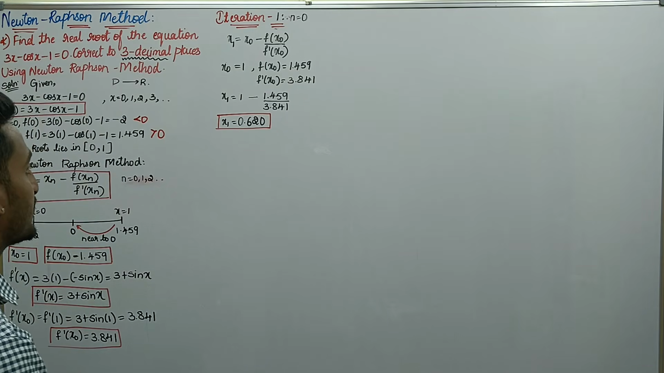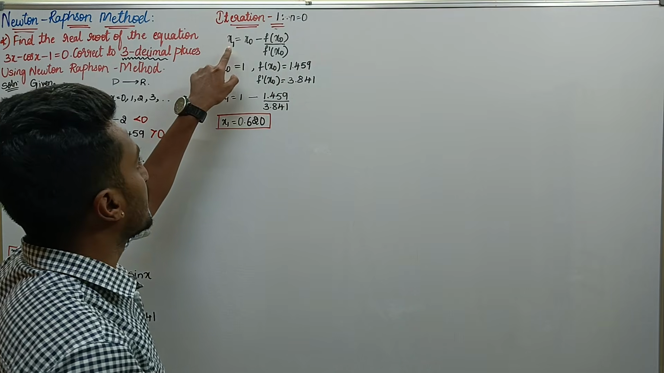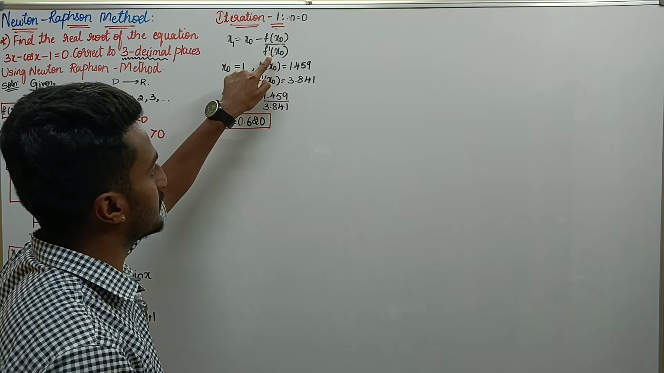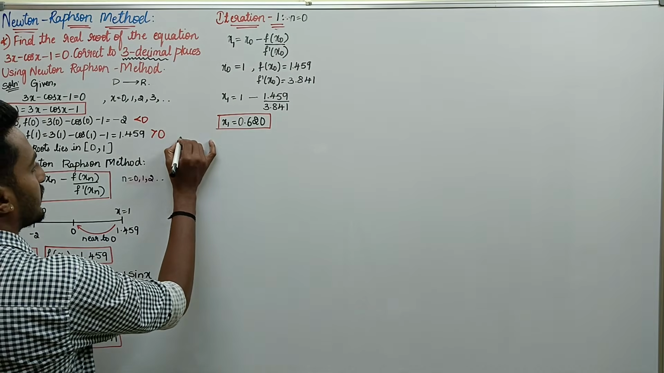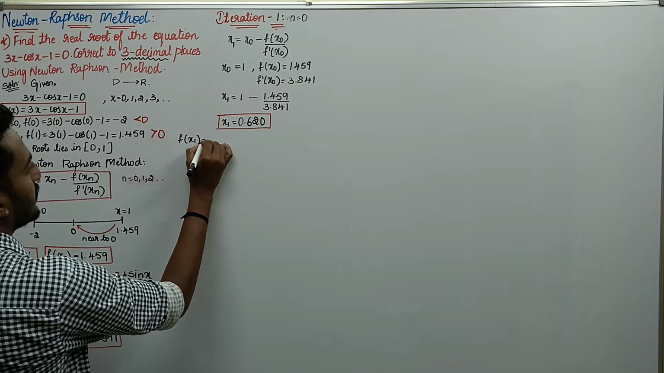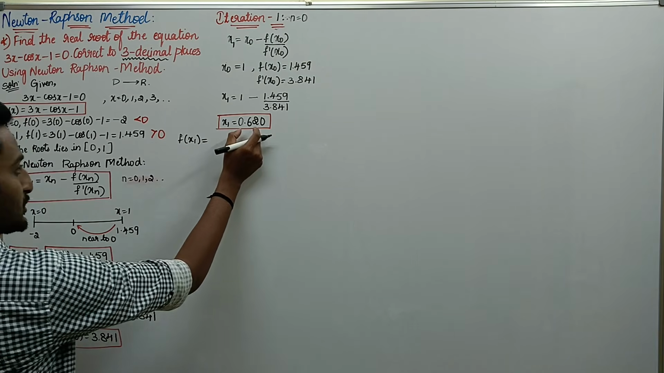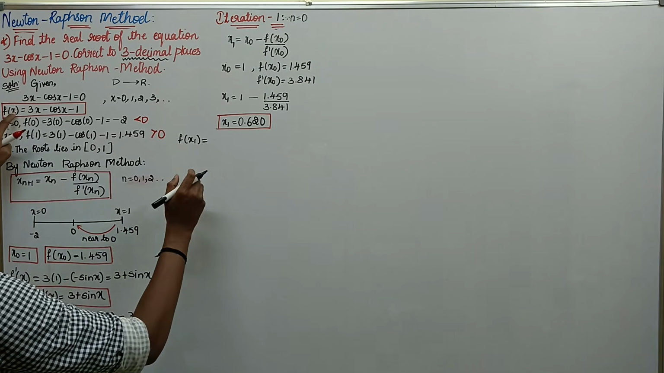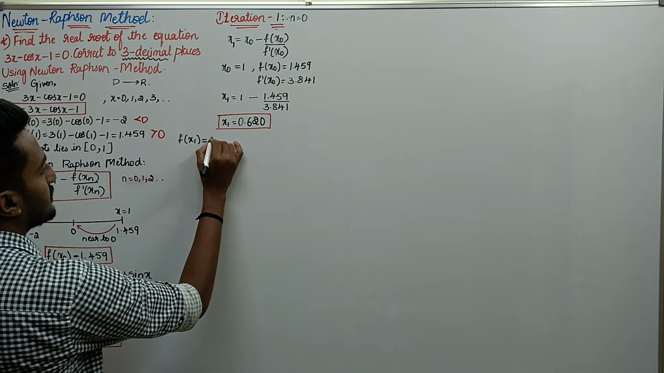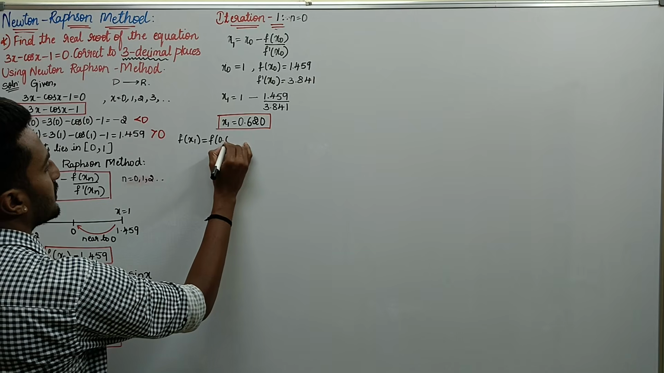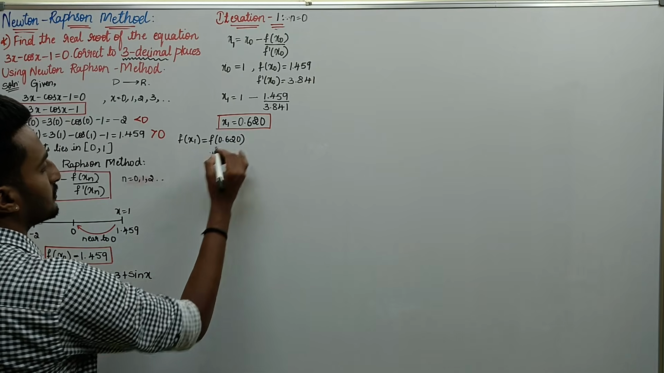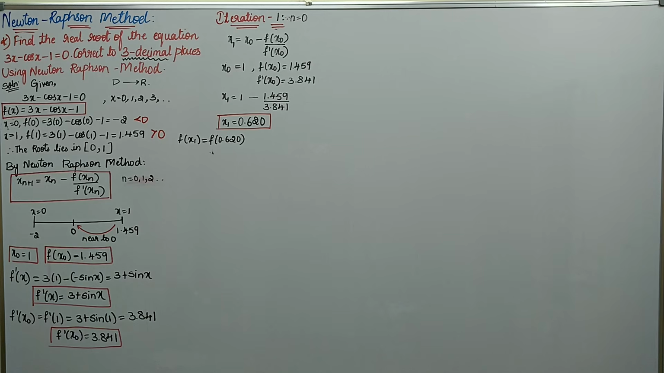For the next iteration, n will be equal to 1, x2, x1, f of x1, f dash of x1. I need these terms. So, after finding x1, let us find f of x1. What is this f of x1? Substitute this value in the function. In place of x, replace x1. That is, I am going to represent f of 0.620.